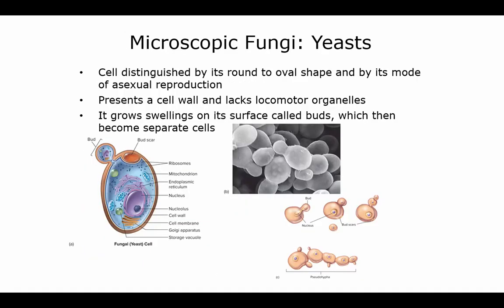The yeast are also microscopic fungi, and they are distinguished because they are oval shaped and because they reproduce asexually by forming buds, a little swelling on the surface, and that bud breaks off and becomes a separate cell. They do not have a cell wall or any kind of organelles that help with locomotion.